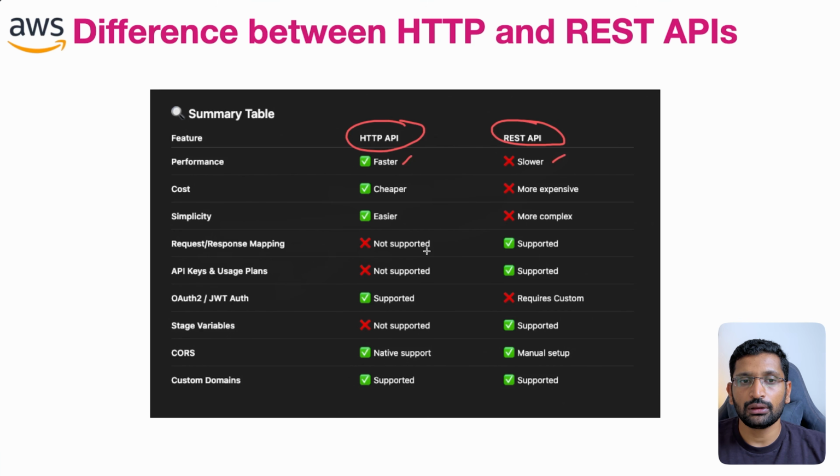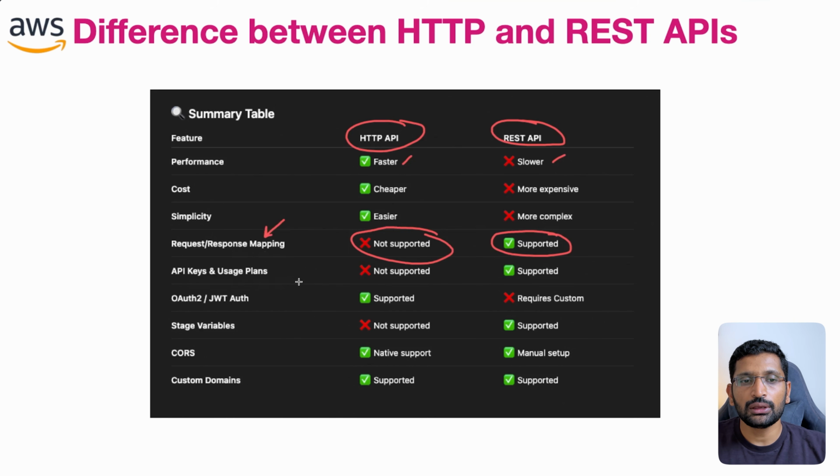Request response mapping, like here it is not supported in the HTTP API, and here it is supported, and this is what we are going to cover in our next demo where we are going to experiment with the proxy and the non-proxy Lambda, where we are going to modify the request and response.